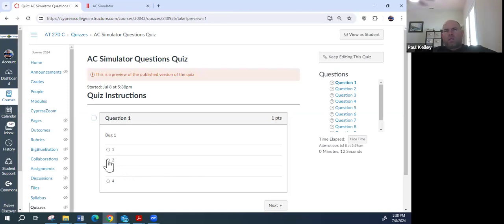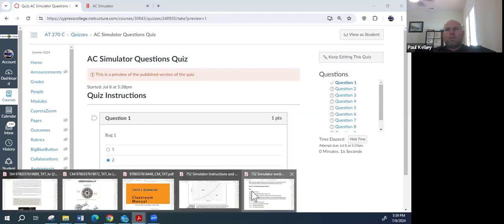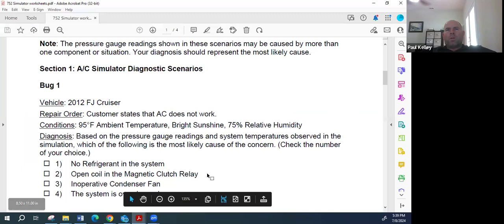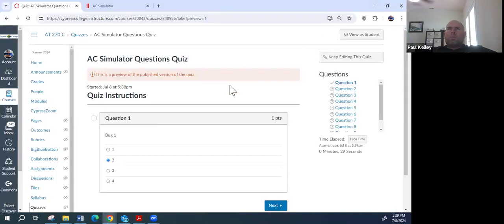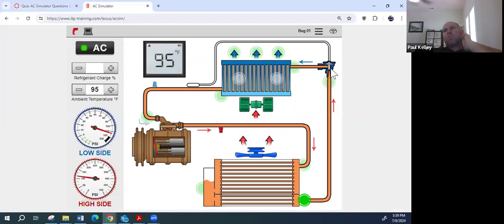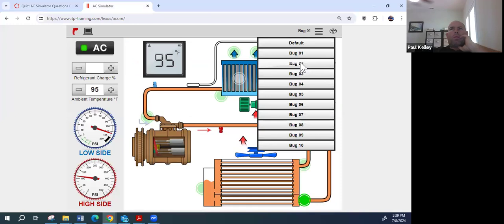What did we pick? I think it was number 2. Wasn't it 2? I do believe. Yeah, open coil magnetic fan clutch in the magnetic clutch relay. Cool. Kenny, that's okay. You can have the quiz open, no problem. You're allowed to have it open forever, but now you know exactly what to do on it. So you're gonna do one at a time. Like for the next one, just because we're here together, I'll give you a preview.